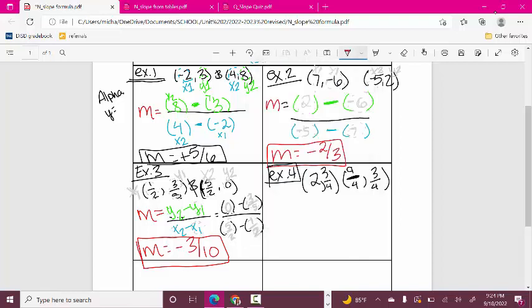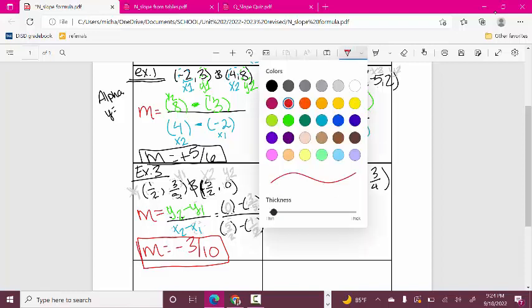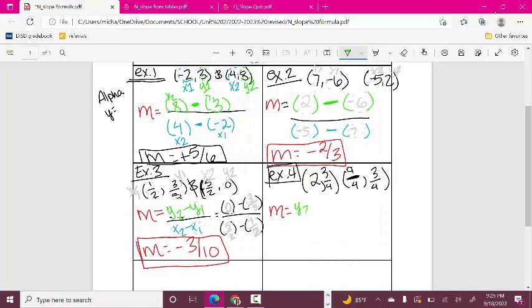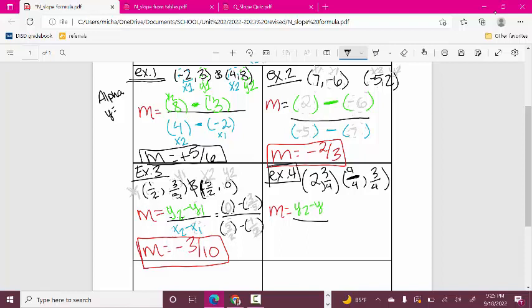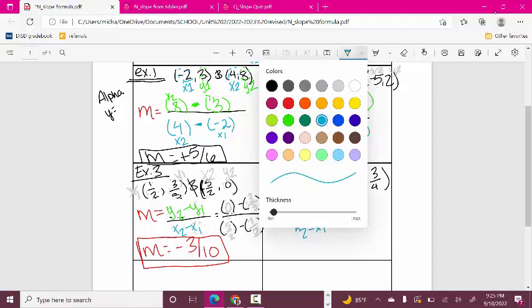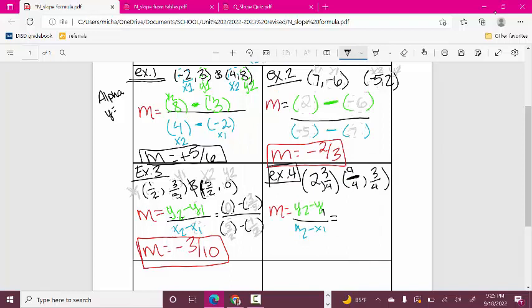So we've got our slope formula coming in clutch. We know that the slope formula is y2 minus y1 all over x2 minus x1. So y2 minus y1 all over x2 minus x1. Okay. And I'm going to set up my blank parentheses.